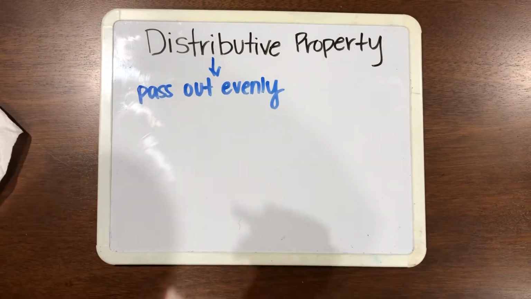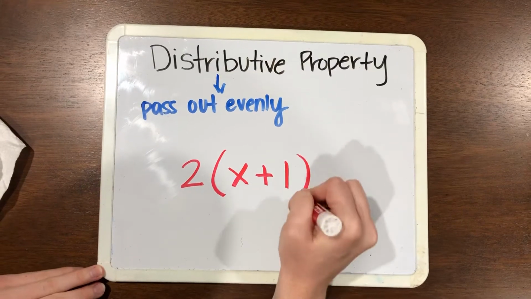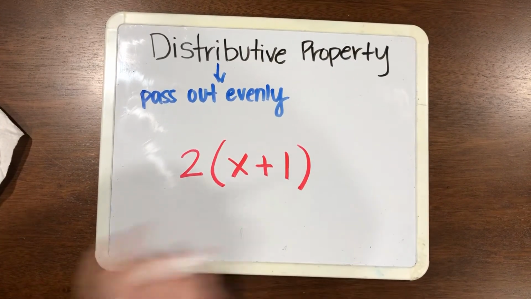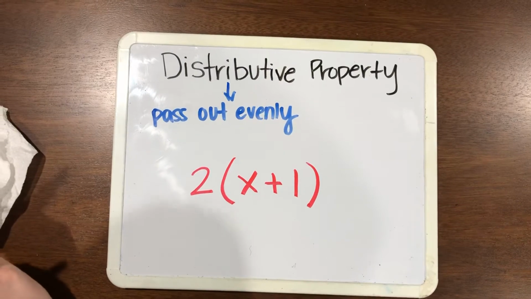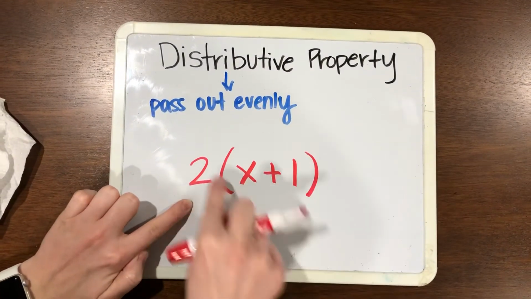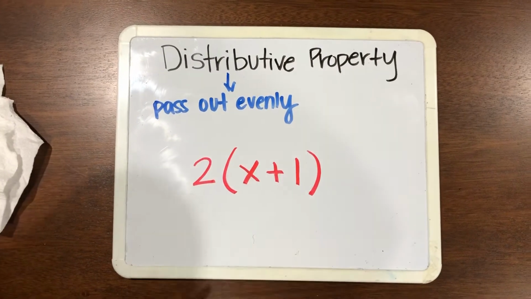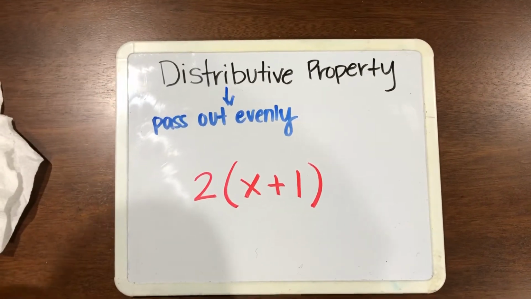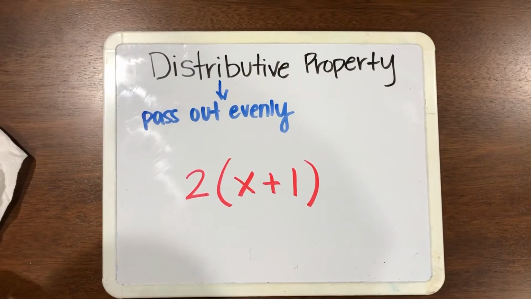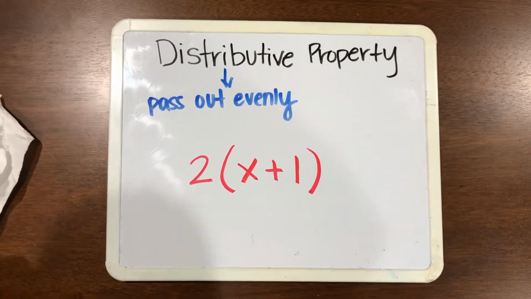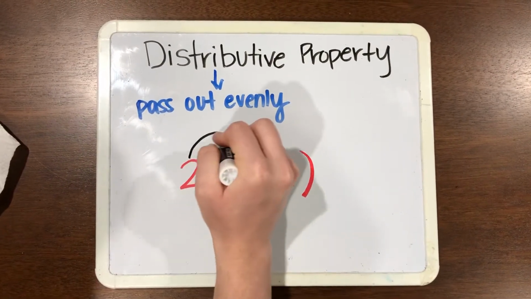So for example, I might have 2 parentheses x plus 1. This would be an expression. Why? Because there's no equal sign, and we're just talking about the values inside this expression. So we want to use the distributive property. Anytime you have a value on the outside of a parentheses, you're going to be using this property. We have to pass out evenly whatever's on the outside to the inside. We demonstrate that by drawing arrows. I know you guys are going to say, oh, I don't want to do that, Miss Wilcox, it's just extra work. I really want you to practice drawing your arrows because it'll make sure you don't forget anything. So whatever's on the outside, I have to distribute to the inside.